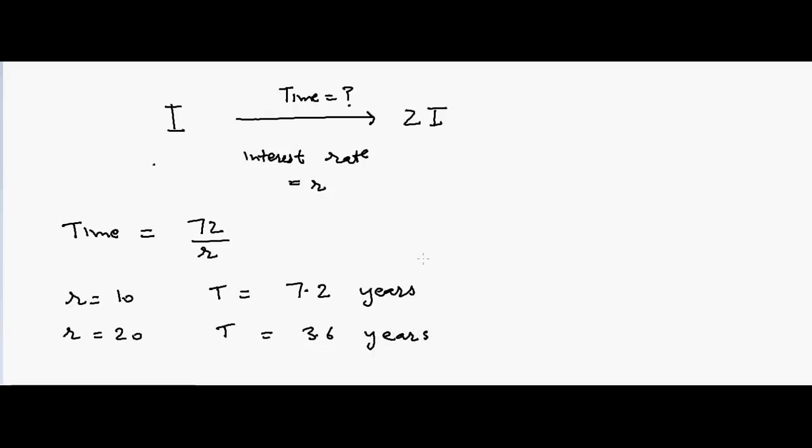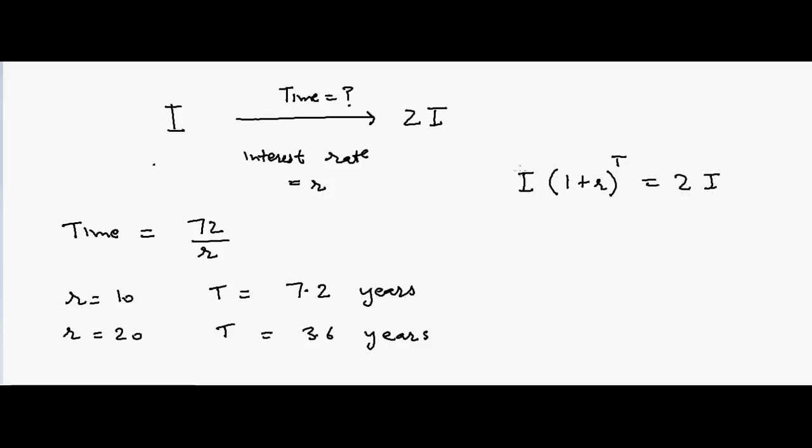So how does this rule work? Let's try to solve this problem in a regular way. Suppose we have investment I, and we have interest rate 1 plus R, right? And we invested it for t years. So that should be equal to 2I, right?